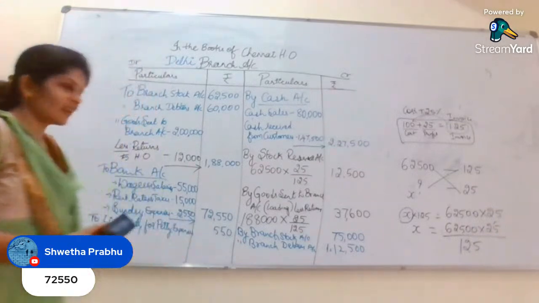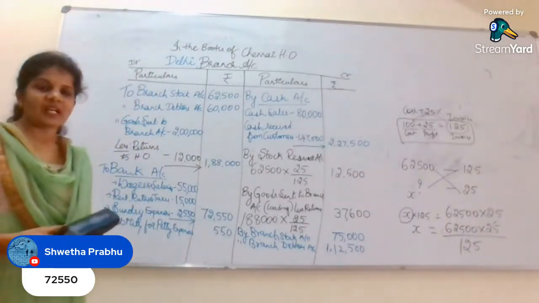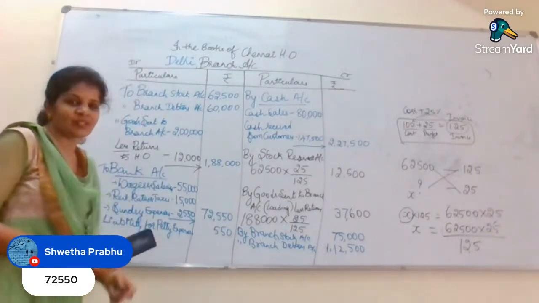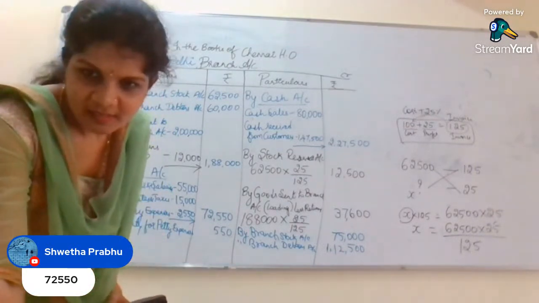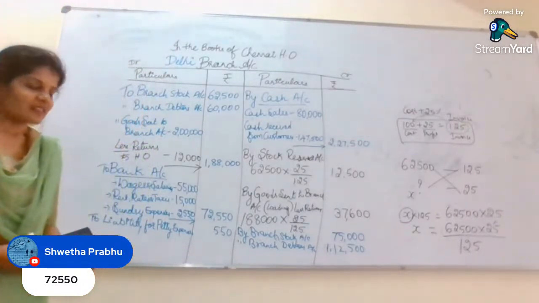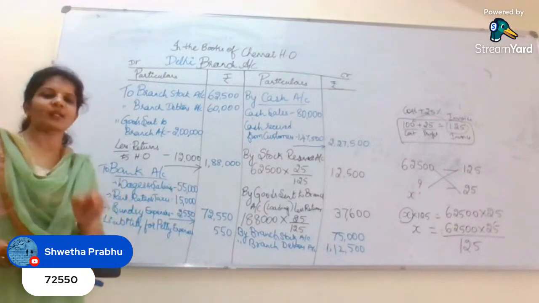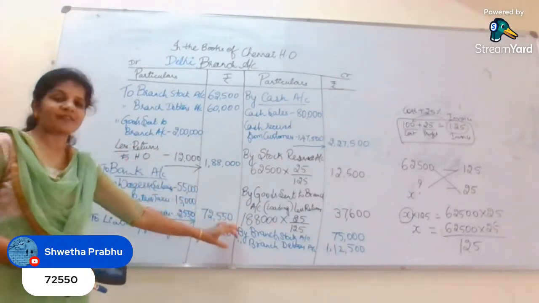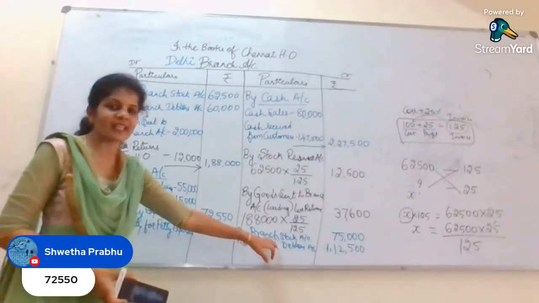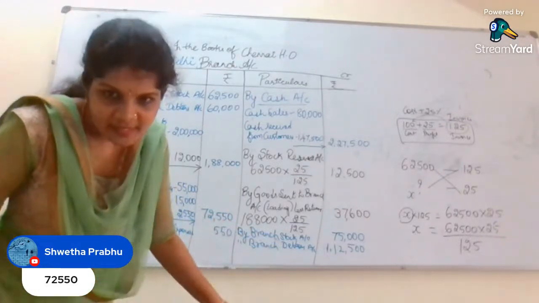See, this is the problem which has the closing stock adjustment. Very good. Who's this? Aisha. See, Aisha said, very good. We have to record the loading amount which is included in the branch stock.